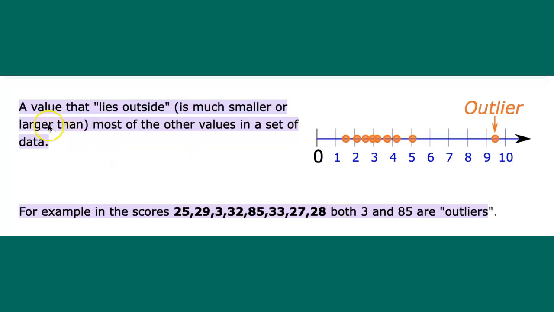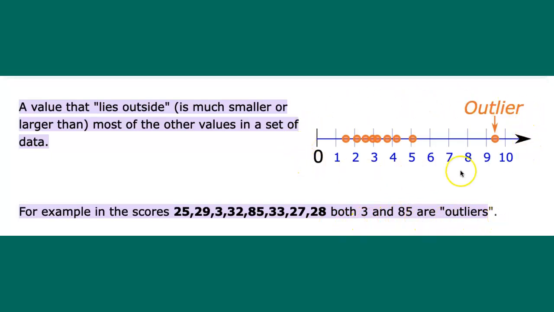An outlier is a value that lies outside, as much smaller or larger than most of the other numbers in a set of data. For example, the scores 23, 29, 3, and so on, we have this outlier. So both 3 and 85 are the outliers.